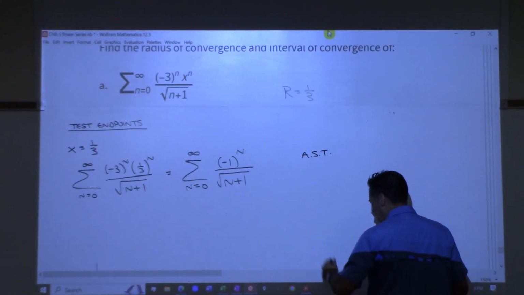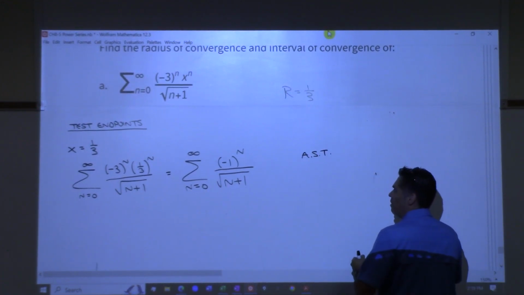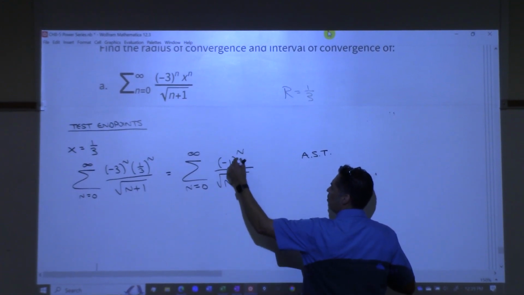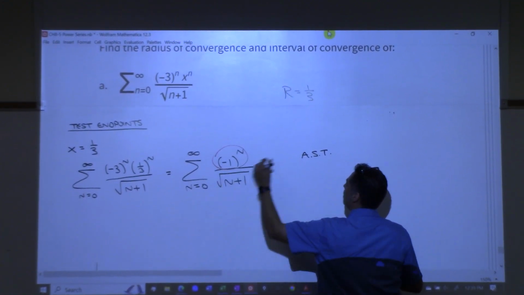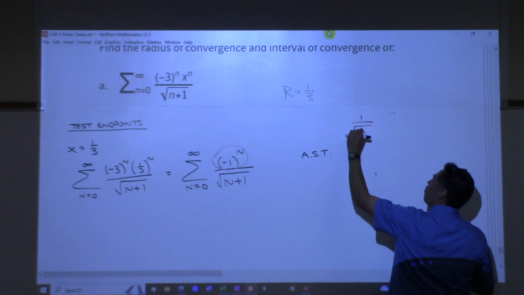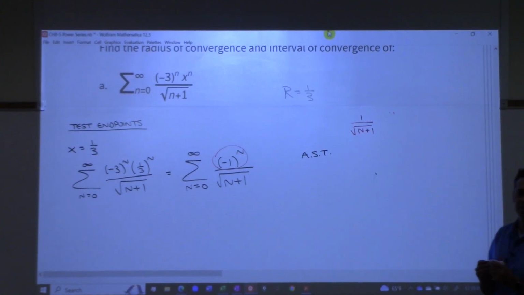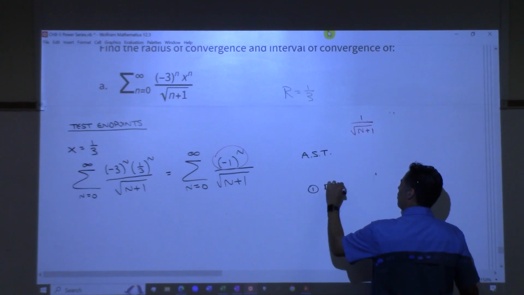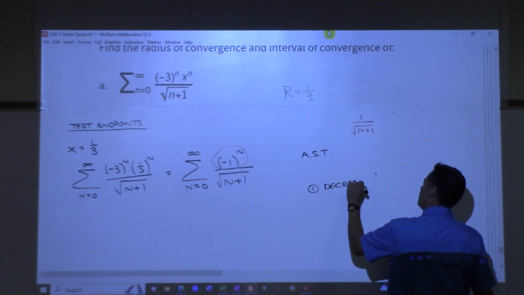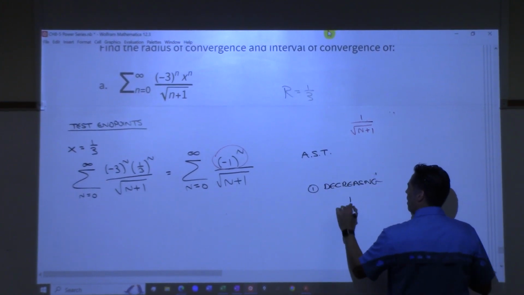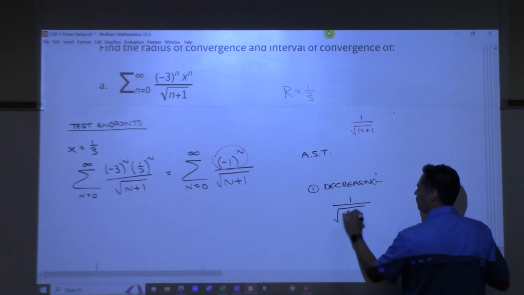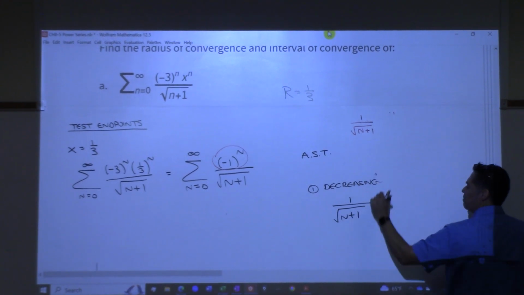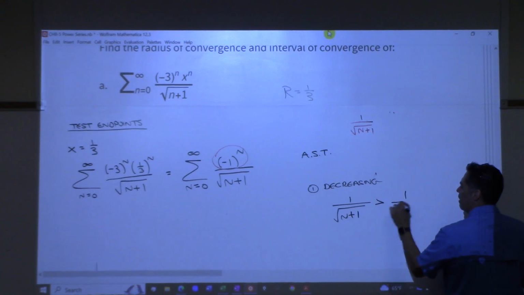And I have to isolate the part that's positive. What part of this is positive? You ignore this, right? Ignore that. You're left with 1 over root n plus 1. I need to show that it's decreasing. So, one, show it's decreasing. How do I show it's decreasing? I have to show that when I plug n in there, it's bigger than when I plug in n plus 1.